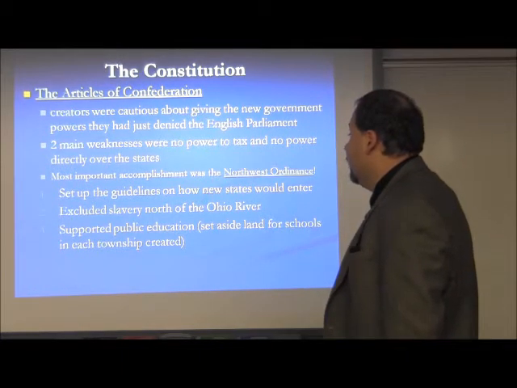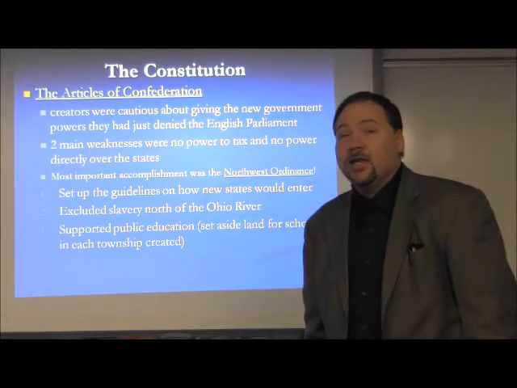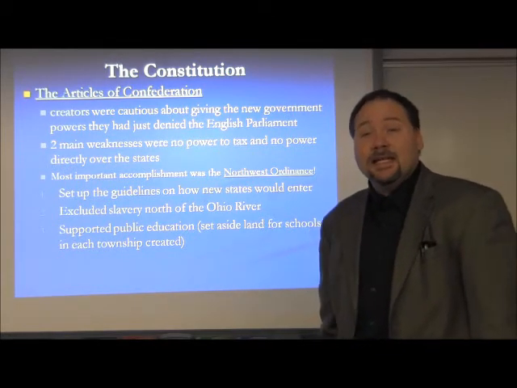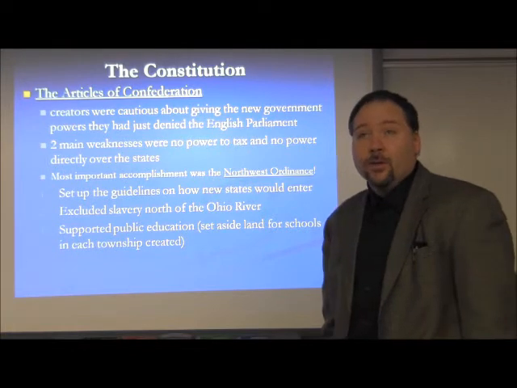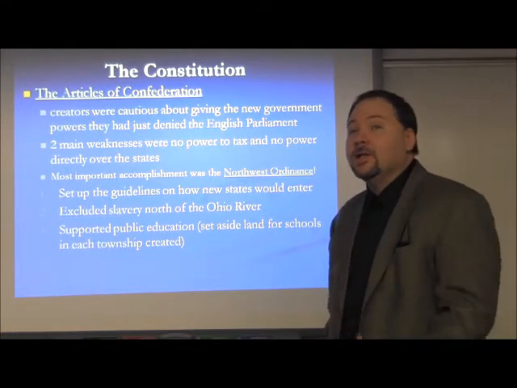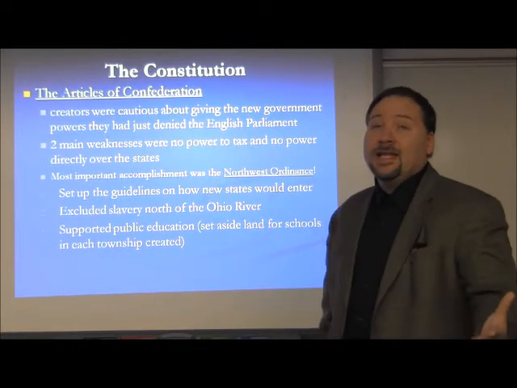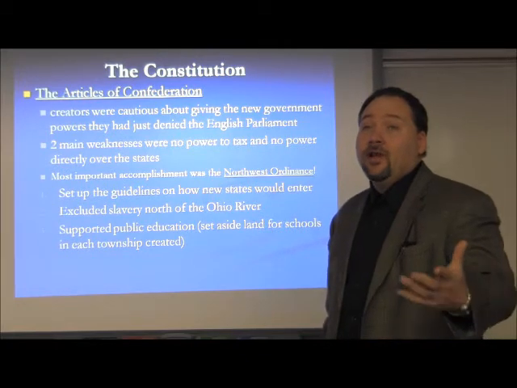So that's the Articles of Confederation. Remember, it's very weak. It can't do a whole lot. But one thing that it did do was pass the Northwest Ordinance, which set a lot of rules and regulations for the new land that's going to be coming in and eventually become states.